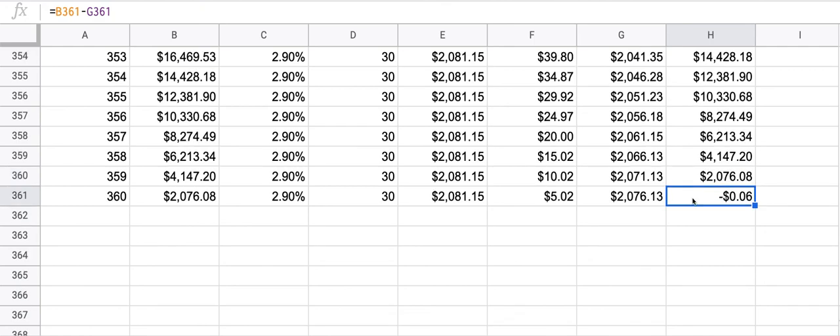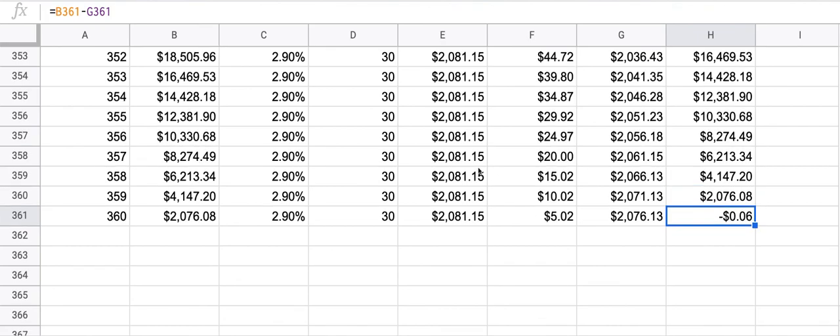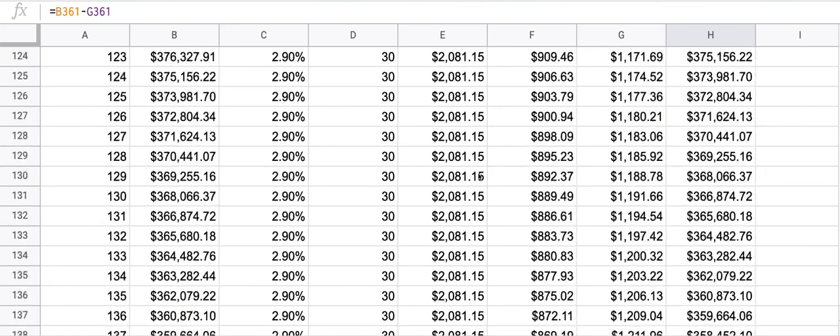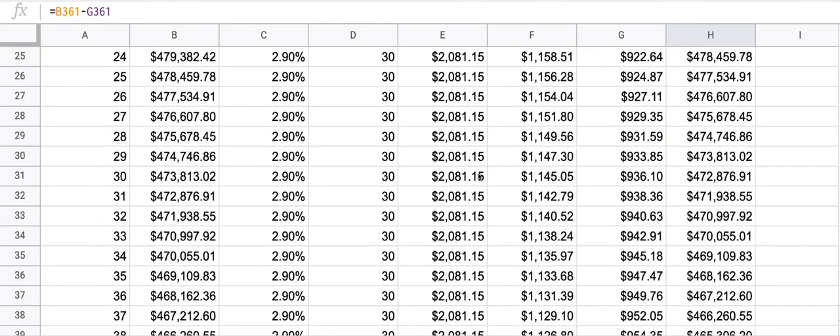Because this is exponential math that we're looking at here. It's not going to be perfect, but we were off by just 6 cents. So, I mean, that doesn't really make a big deal. But anyway, that's how you make the amortization table for a 30-year loan.